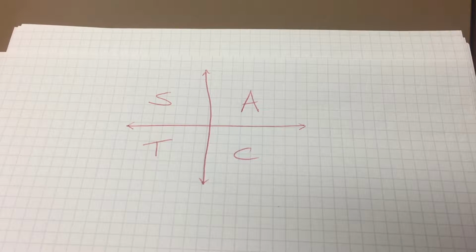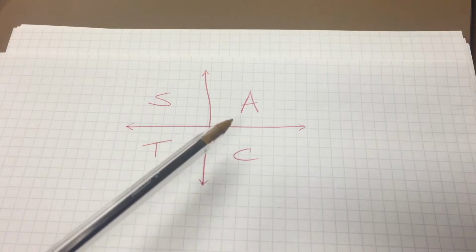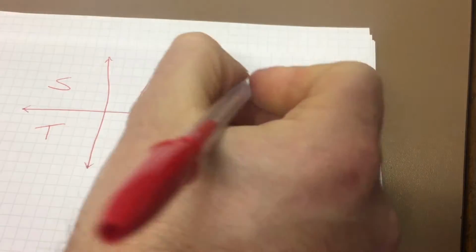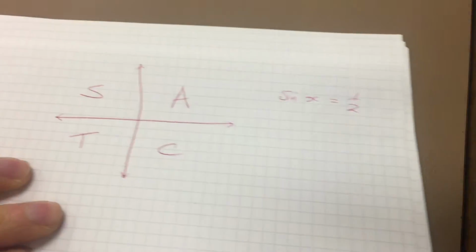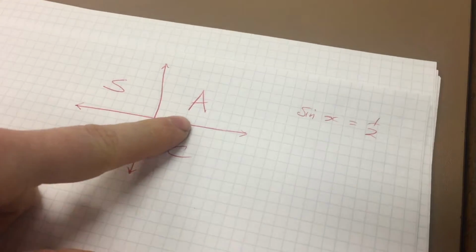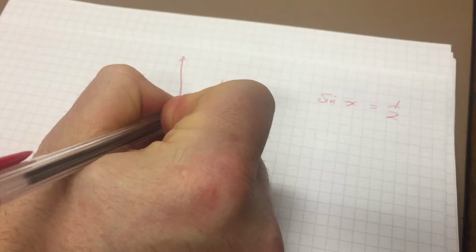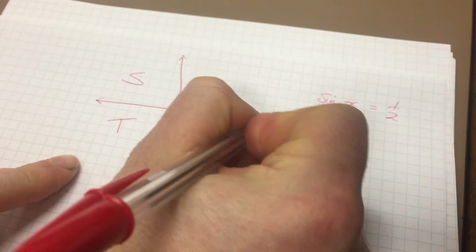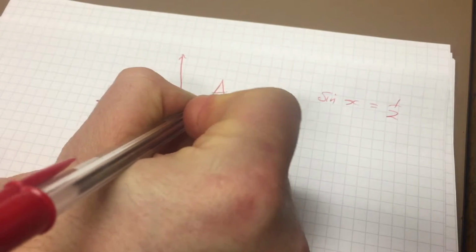Now, where on earth does all this come from, and why does it work? If you're working with positive curves, let's say sine x equals 1/2, we're going to say our solution is what comes out of our calculator here, and that's an answer between 0 and 90. So if I start here being 0 degrees, my calculator is going to give me a solution between 0 and 90.